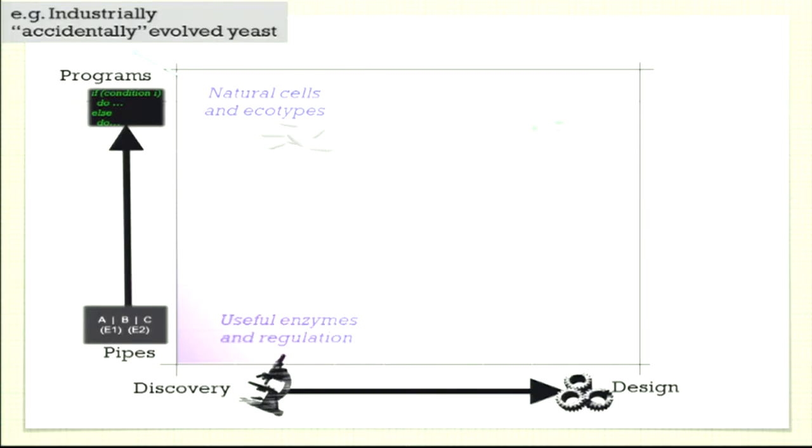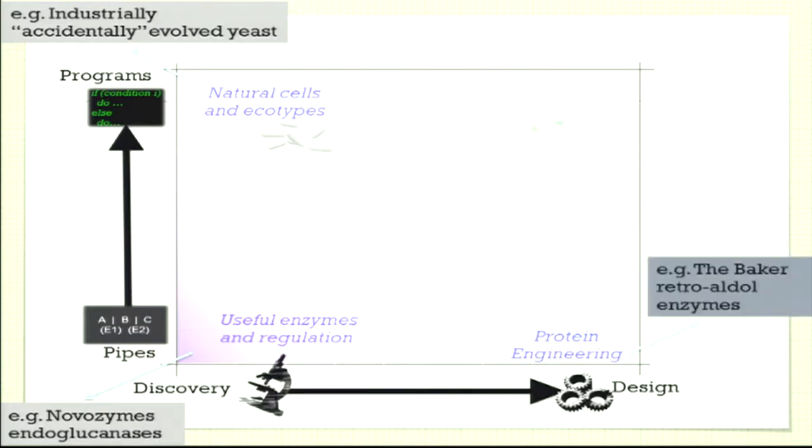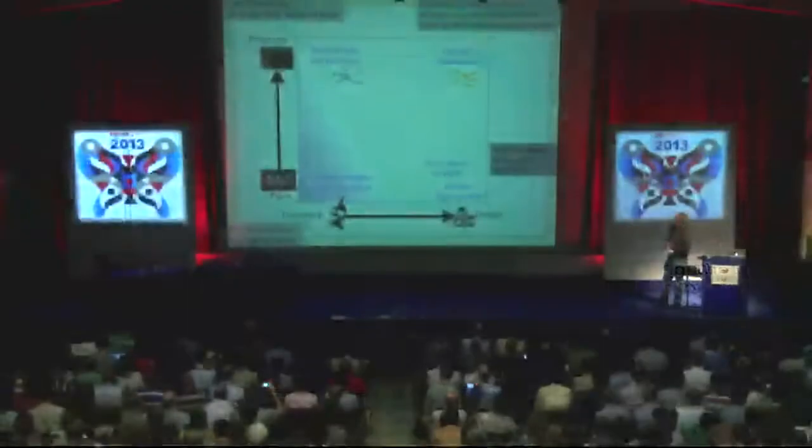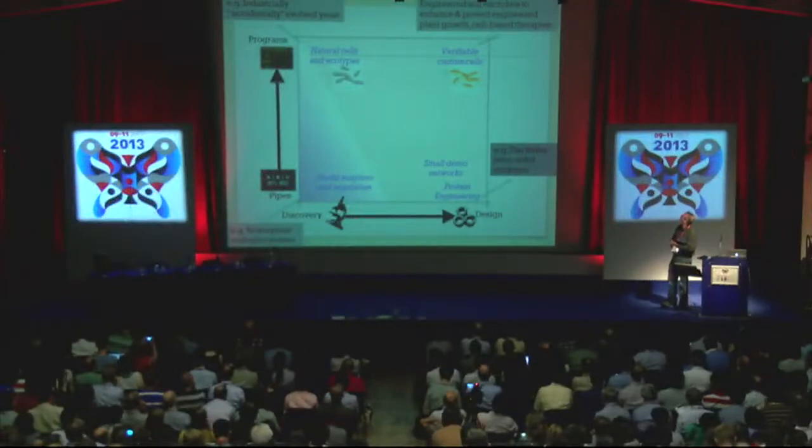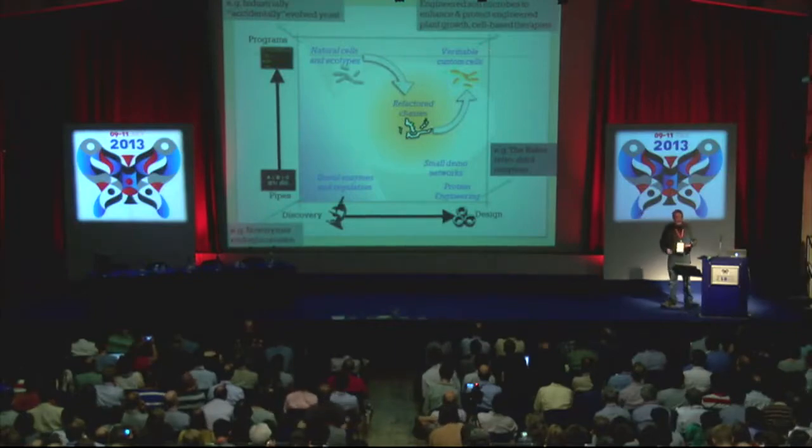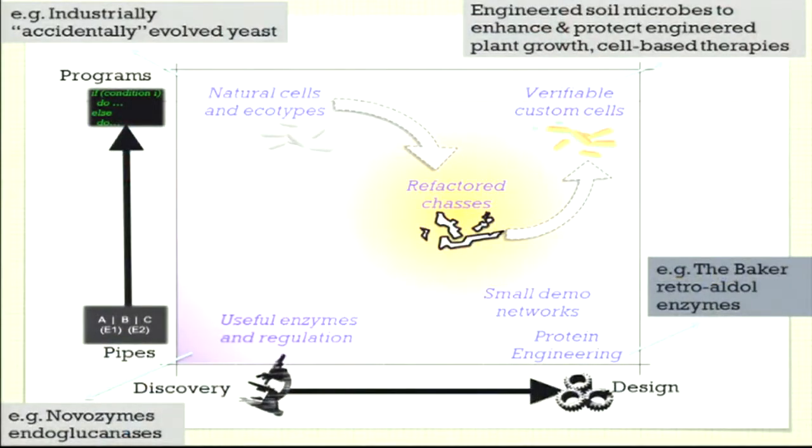We also have discovered pipes, enzymes, just turn one thing into another, and those are an example, like the Novozymes and the glucanases that are an example of these, although they've been optimized in the laboratory to some degree. We have maybe one really good example of a completely de novo designed enzyme. David Baker did that. And that's a pure design, but it's still kind of a pipe. It makes a retro-aldol reaction. Some small demo networks. And up here is where we have some problems. The cells that should be engineered: soil microbes to enhance crop growth, cell-based therapies, things like this. And the problem is that we have to get from here to here in a way that the public trusts us, and we trust ourselves to get it done.